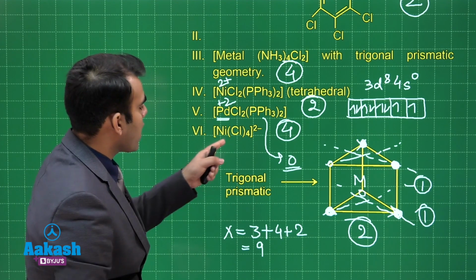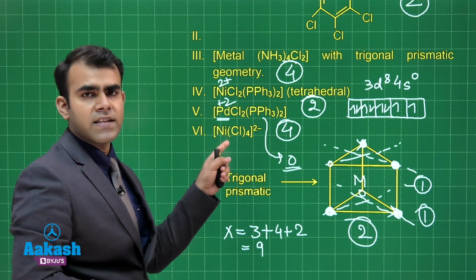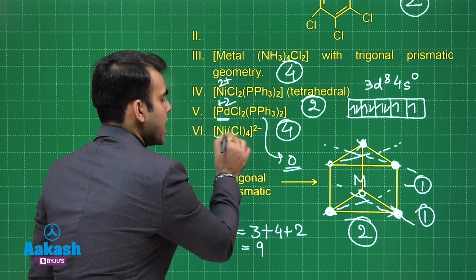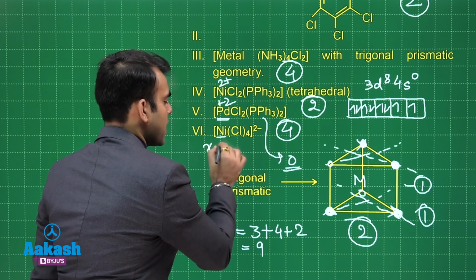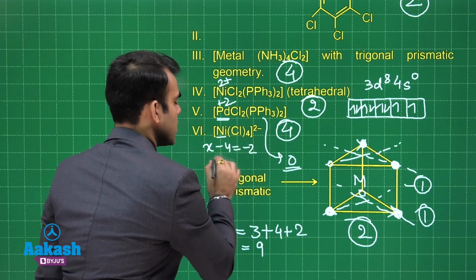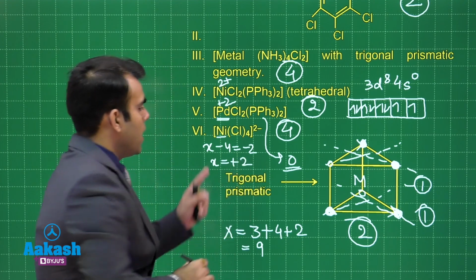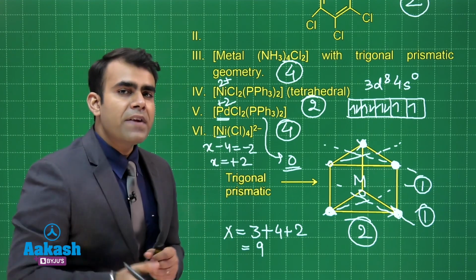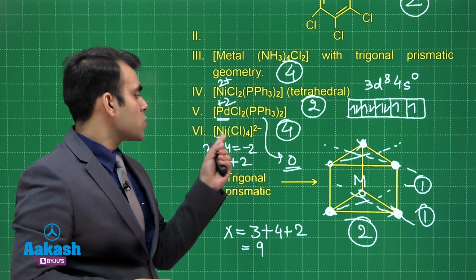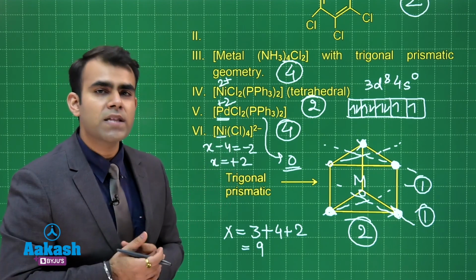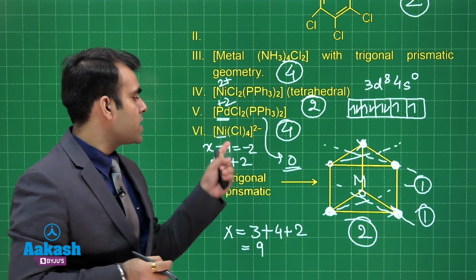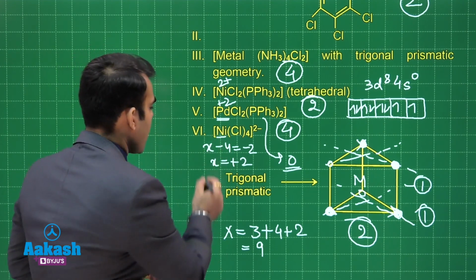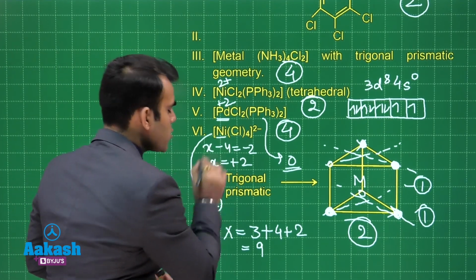Then finally for NiCl4 2-, this is again the same case. Nickel is in +2 oxidation state: x minus 4 is equal to -2, so x is +2. And chlorine is a weak field ligand, so it will not do the pairing. So hybridization here is sp3. And as the hybridization is sp3, the number of unpaired electrons here is also 2.